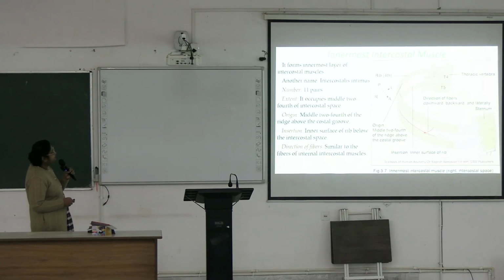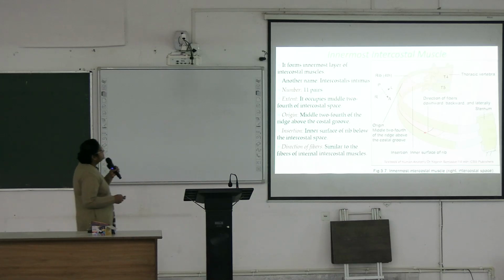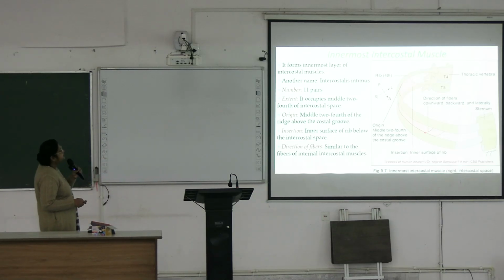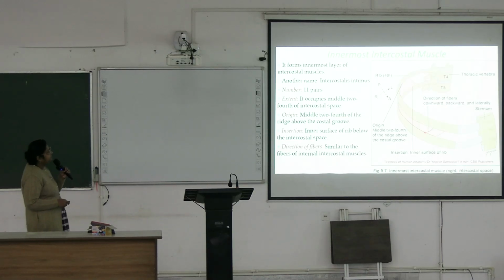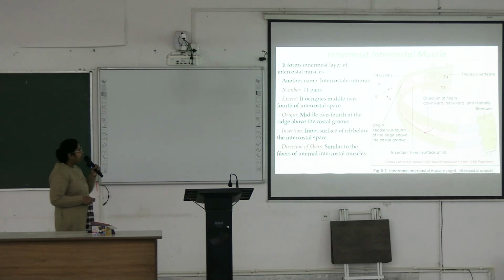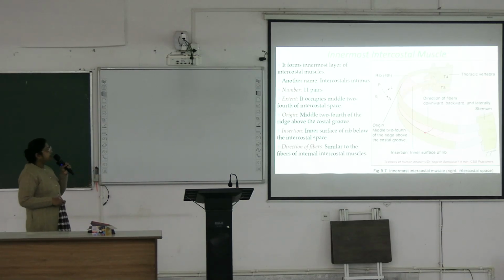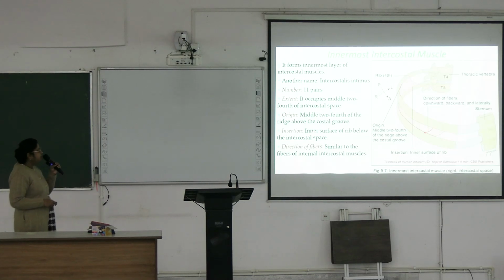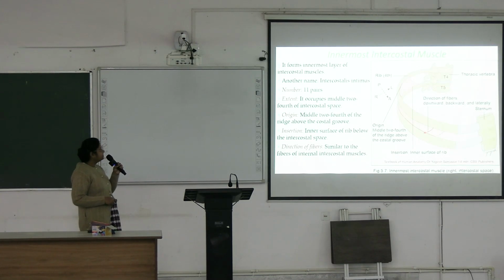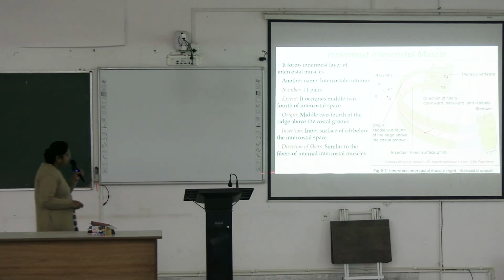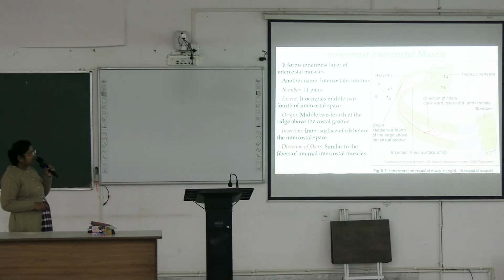So the innermost intercostal muscle forms the innermost layer of the intercostal muscles. Another name is intercostalis intimus. It is also 11 pairs in number. Extent, it occupies the middle two-fourths of the intercostal space. Origin is from the middle two-fourths of the ridge above the costal groove. Insertion into the inner surface of the rib below the intercostal space. Direction of fiber is similar to the fibers of internal intercostal muscles.